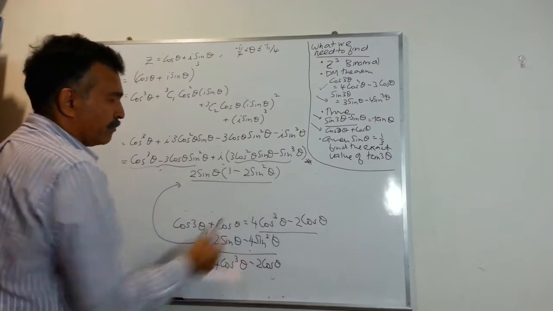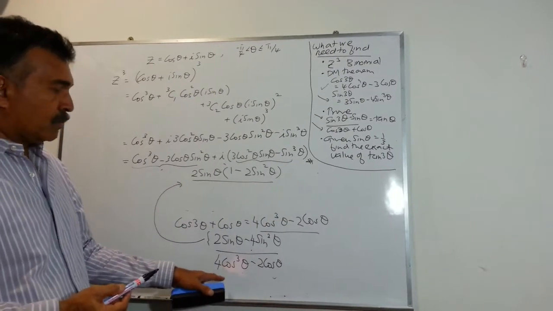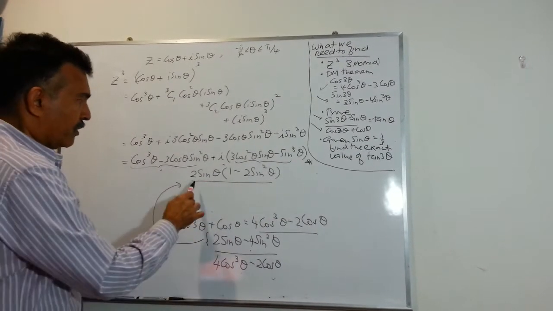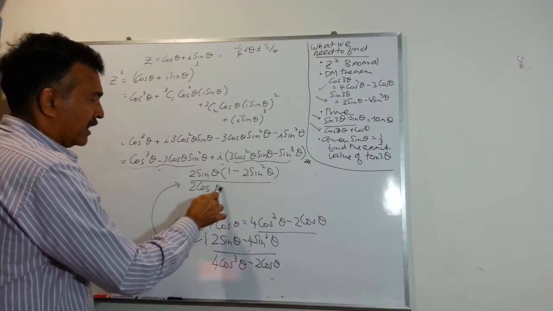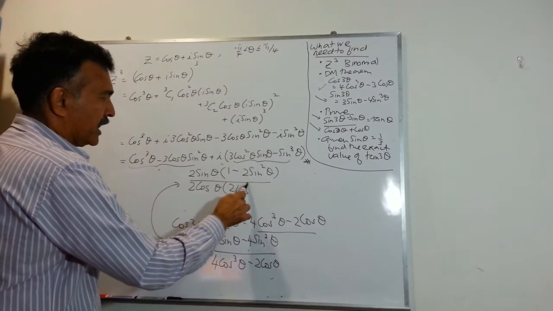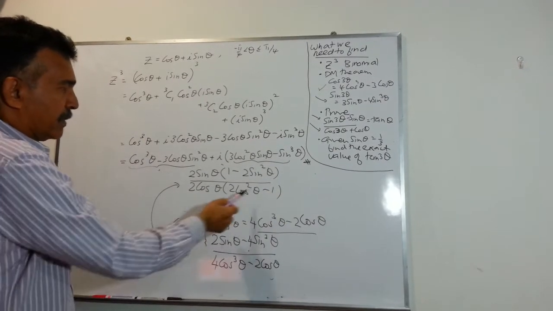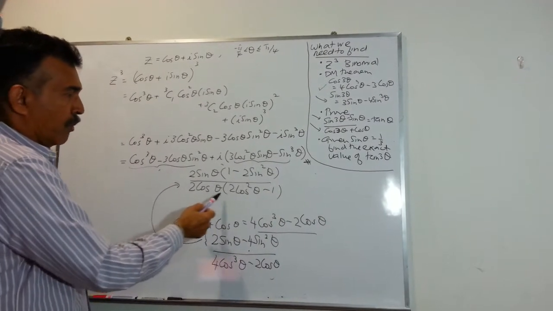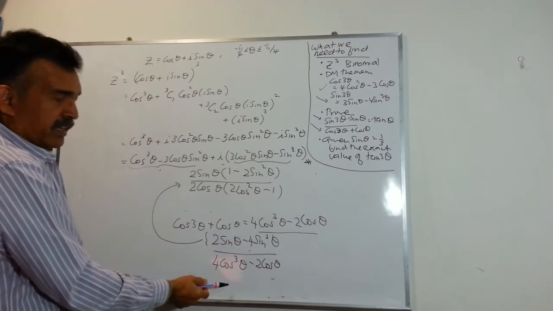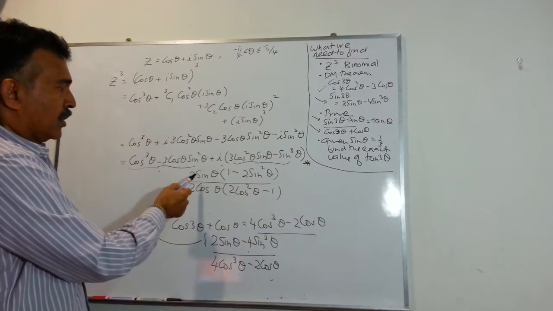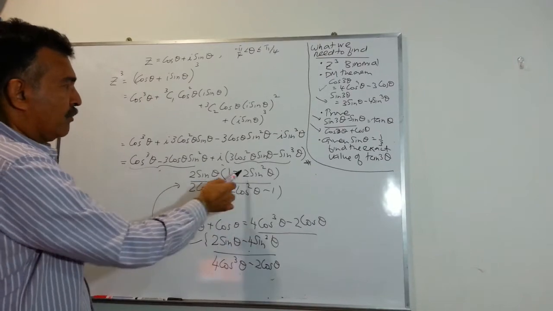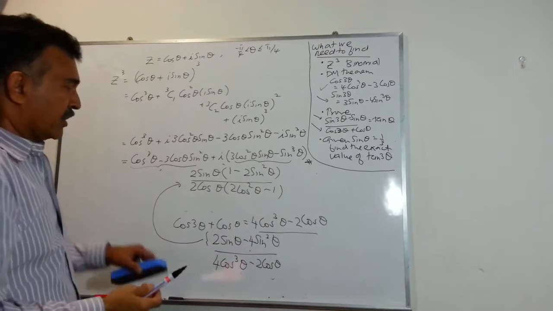And in the denominator, I'm going to take out 2 cos theta. So when I take out 2 cos theta, what do I get? I have 2 cos squared theta minus 1. Okay? You can check: when you expand the bottom, you'll get 4 cos cube theta minus 2 cos theta, exactly this. When you expand the top, 2 sine theta minus 4 sine cube theta. So you've done it correctly.